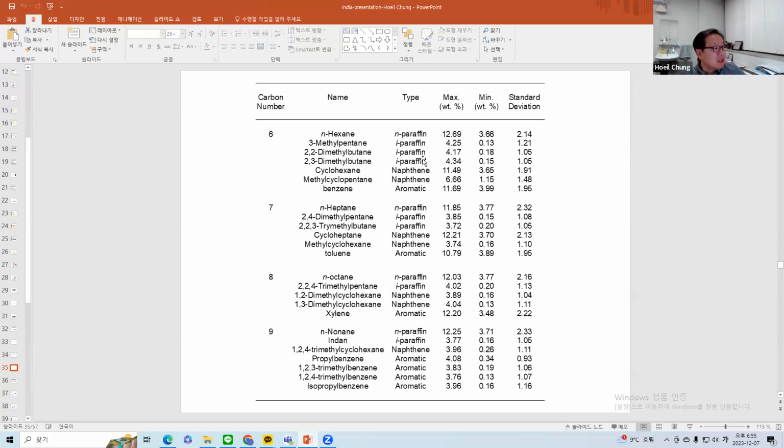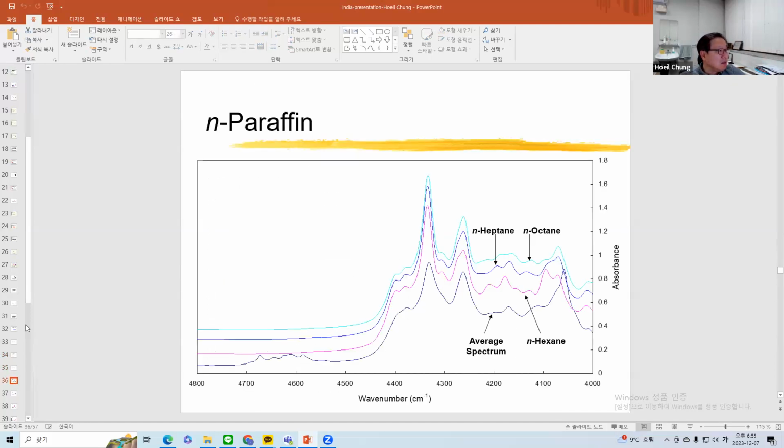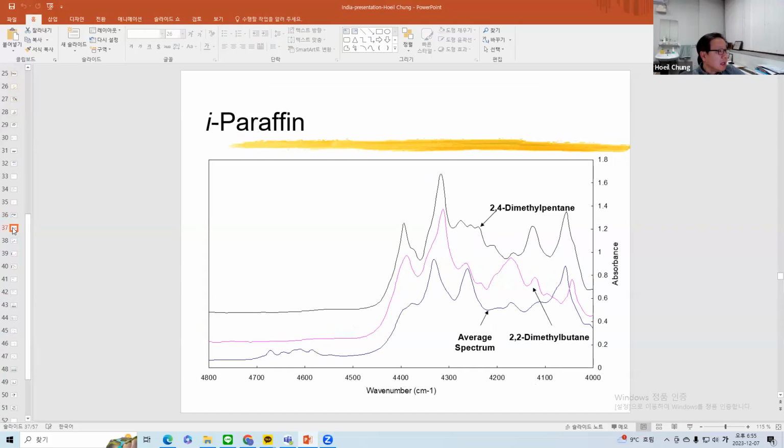Actually, these are our samples. You can see I purchased all the pure components and we mixed them. We have 55 mixtures with different compositions. This is what we have done, and this is the NIR spectra of normal heptane or something like that. I just want to show like this, and this is 2,4-dimethylpentane.